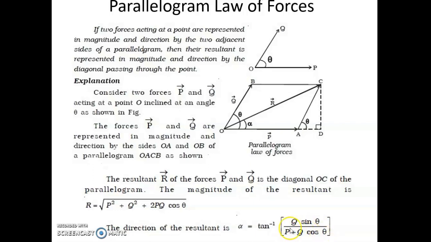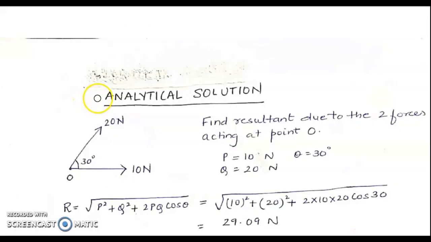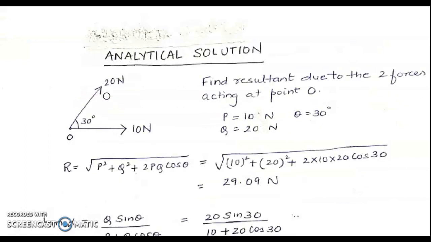So if I have two forces which are acting at a point, and I have the magnitude of these two forces and the angle that the two forces make with respect to each other, using these two formulas, I will be able to find the resultant in magnitude and direction using parallelogram law of forces. In this lecture, we will be finding the resultant due to two forces acting at a point.